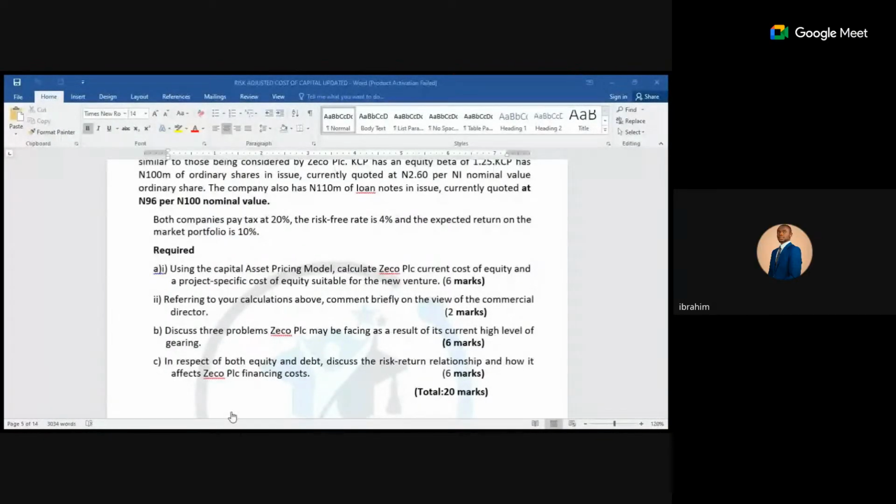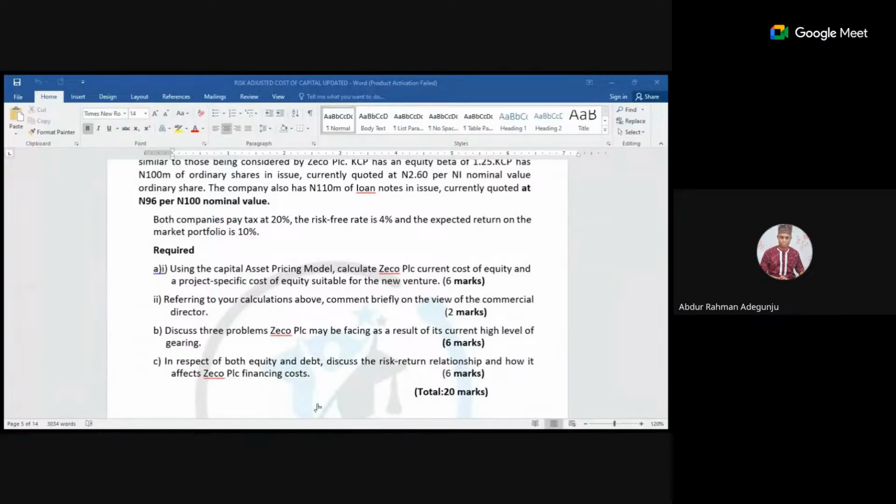Please, can someone just give us an overview of what we discussed in our previous lecture? We discussed the project specific cost of capital and the procedures for calculating the specific cost of capital.